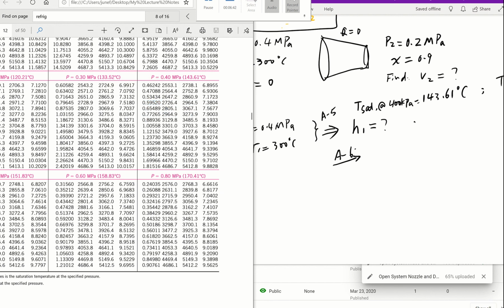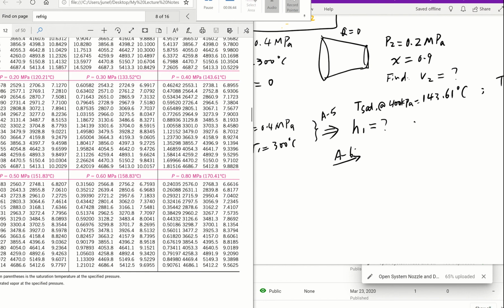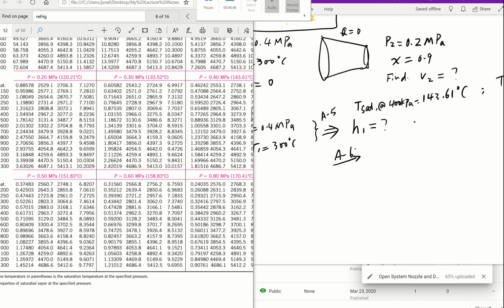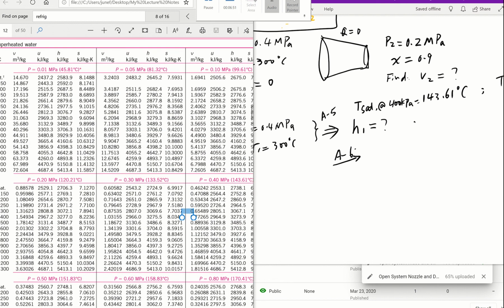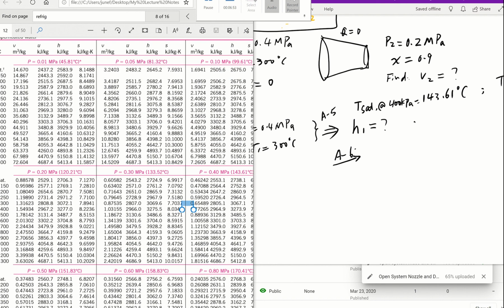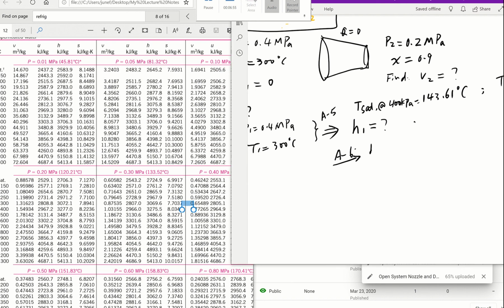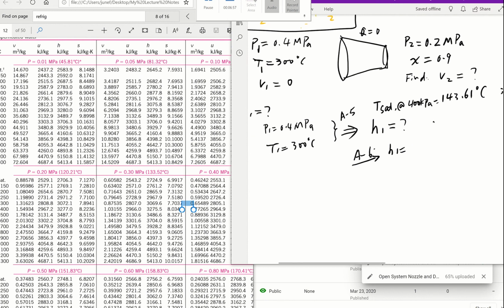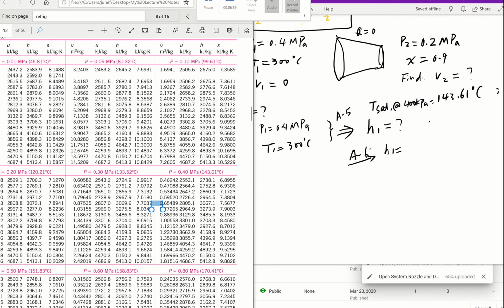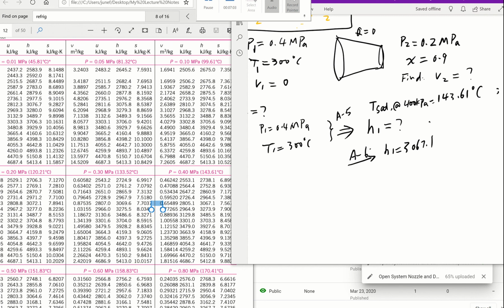It's kind of difficult for me to use in this, but we'll make it happen. So this is 300. It's this row, and then we're reading H, so it will be the third column. H1 will be equal to 3067.1. Okay, so that's going to be our kilojoule per kilogram for enthalpy.